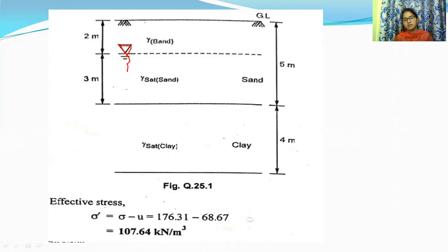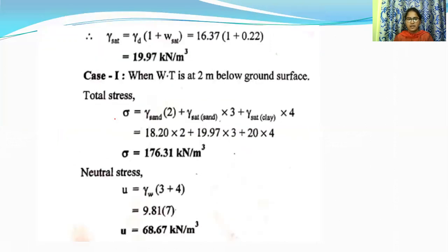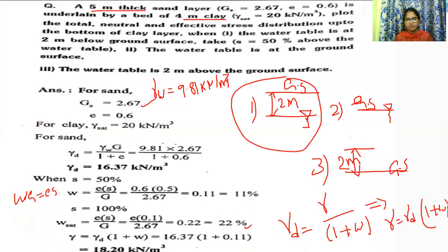So calculate the total, neutral and effective stresses. What is the total stress? Total stress sigma is equal to unit weight into particular height. The unit weight of sand, and the particular height here is 2 meters. So gamma sand into H. What is the gamma sand value? 18.2 kilonewton per meter cube.